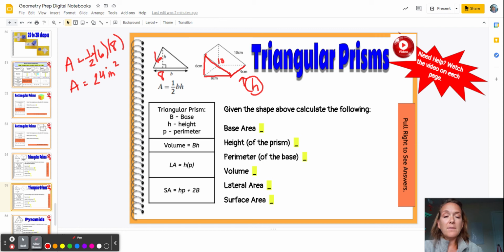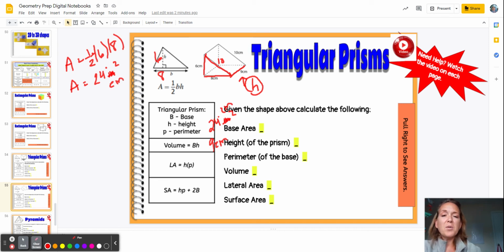Then we've got the height of the prism. So this one was 24 inches squared. We've got the height of the prism. We said that was 9 centimeters. Oh, this is centimeters, not inches. Centimeters. Let's make sure we have good units.